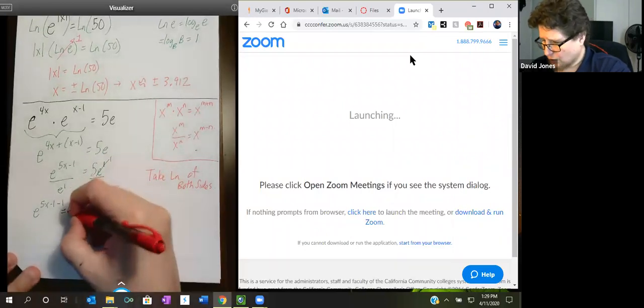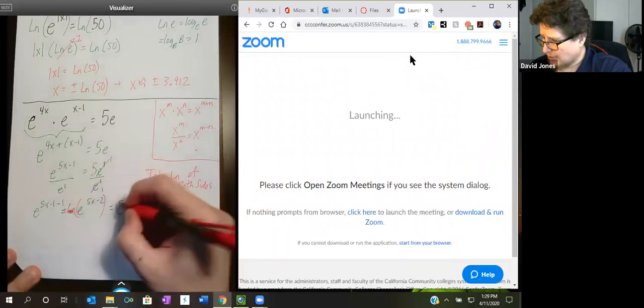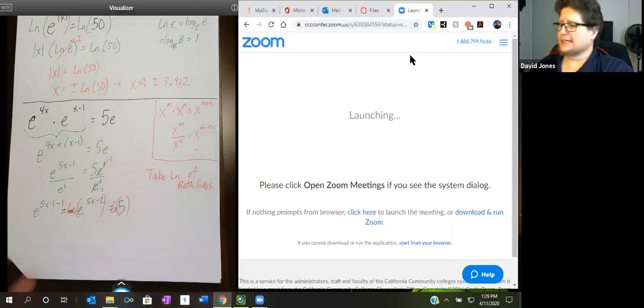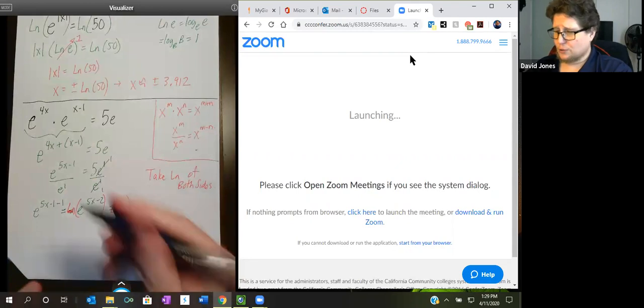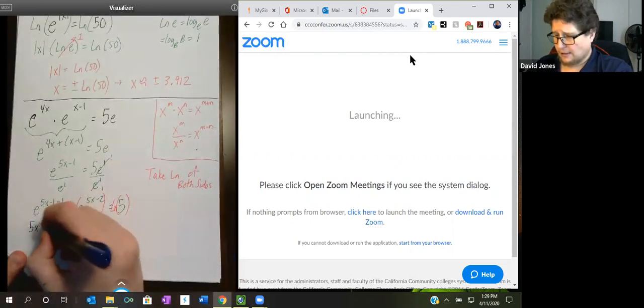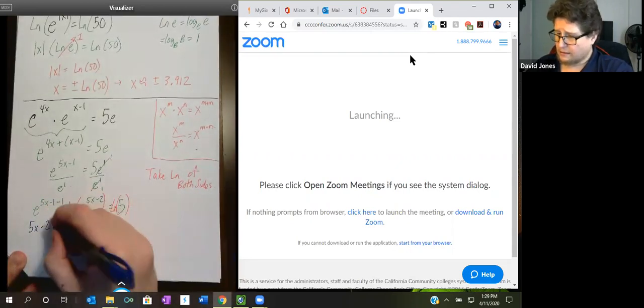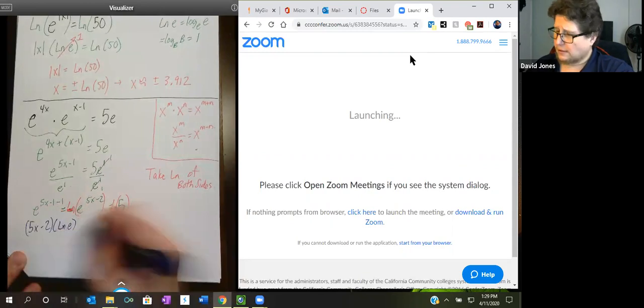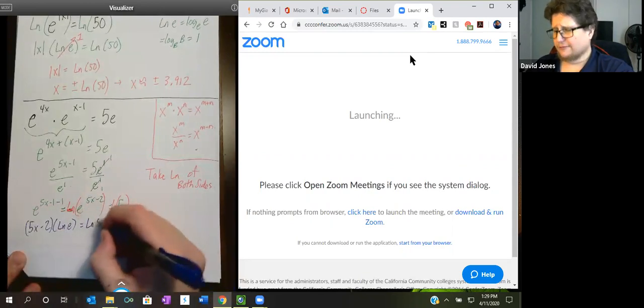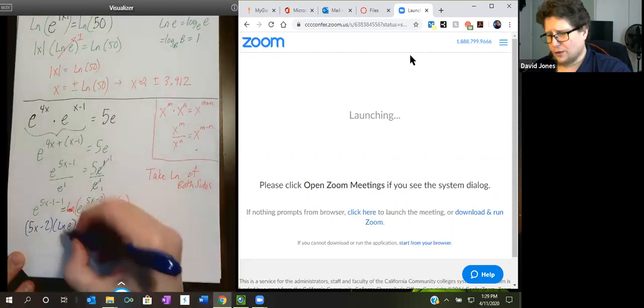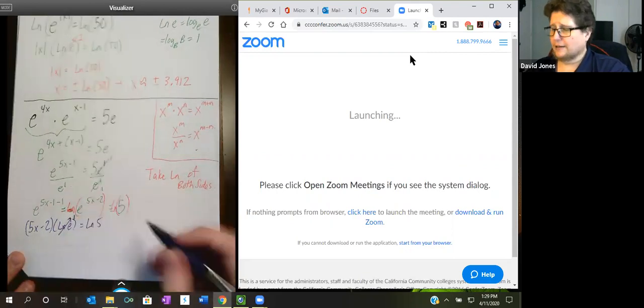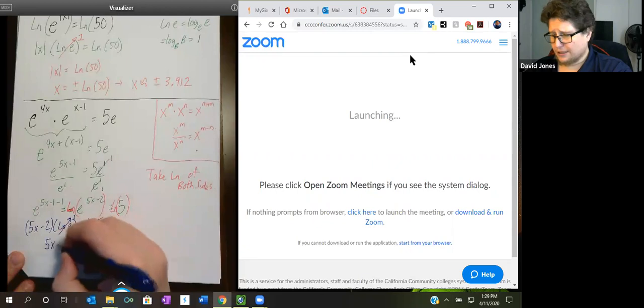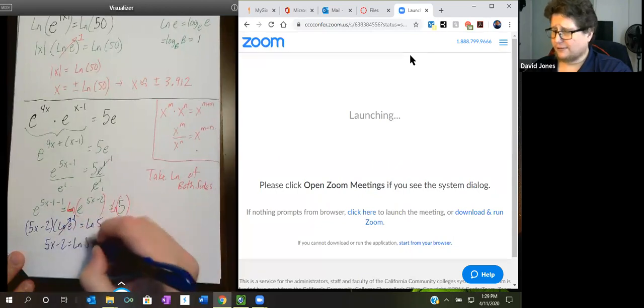I'm going to take the natural log of this side and the natural log of that side. I can pull the 5x minus 2 down now, and that equals natural log of 5. Natural log of e, though, is 1. We just got done showing that. So I have 5x minus 2 equals natural log of 5.